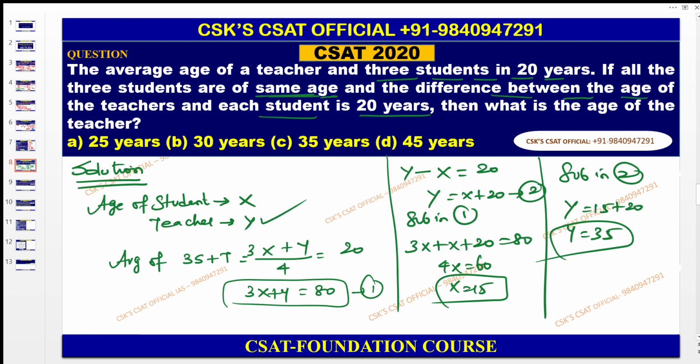We are taking the teacher's age as Y. So therefore 35 is the correct answer. Anybody having doubt here? Or shall we move on to the next? Okay, fine. We'll move on to the next.